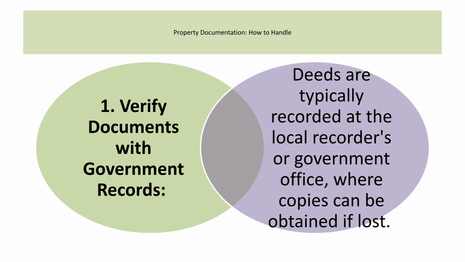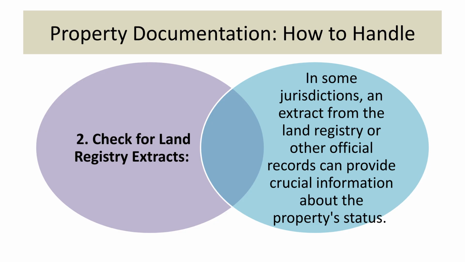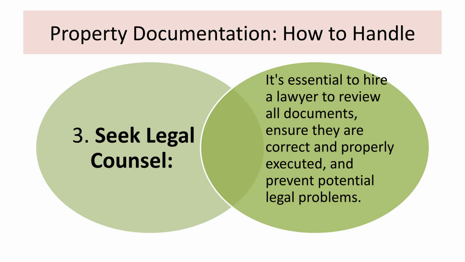To handle property documentation correctly, you should verify documents with government records. Deeds are typically recorded at the local government office, where copies can be obtained if lost. You should also check for land registry extracts. In some jurisdictions, an extract from the land registry provides crucial information about the property's status. It is essential to seek legal counsel. Hire a lawyer to review all documents, ensure they are correct and properly executed, and help prevent potential legal problems.